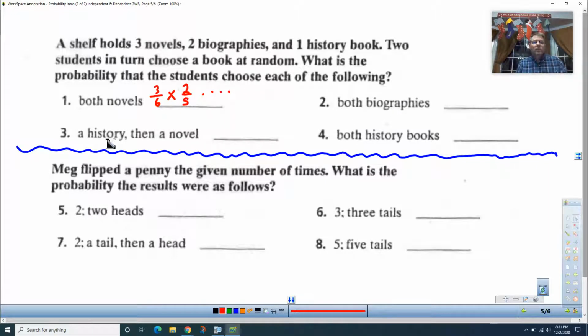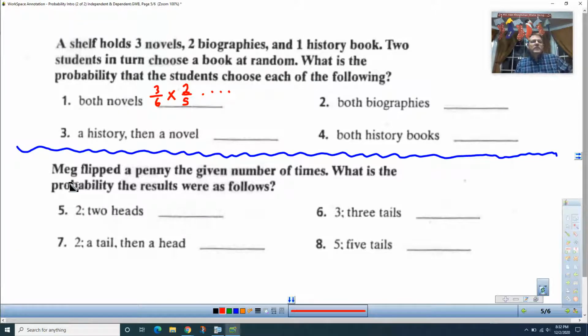But now number 3 here is a history and then a novel. Since we're changing history and novel, that's not going to mess with our numerator much because history is going to have one book. And it doesn't really matter if you get a history or a biography book, we're still going to have 3 novels. So you got 1 history book and then 3 novels. So that's no big deal. But the denominator will change, right? Because you're still going to have 1 less total book. All right. And then we got both history books. I bet you can figure out what happens there, don't you? Since we only have 1 and we're trying to pick 2.